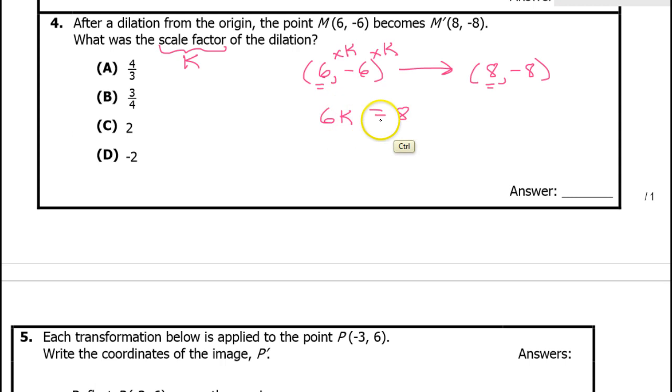This is not necessarily something you would do in your head, but you can think of it as dividing both sides by 6. That's going to get you k by itself, and then this reduces down to 4 over 3. So that must be the scale factor. The answer is A.